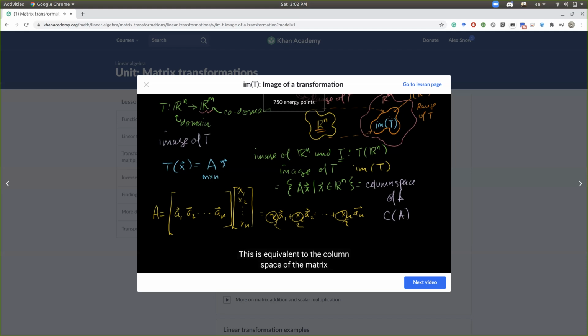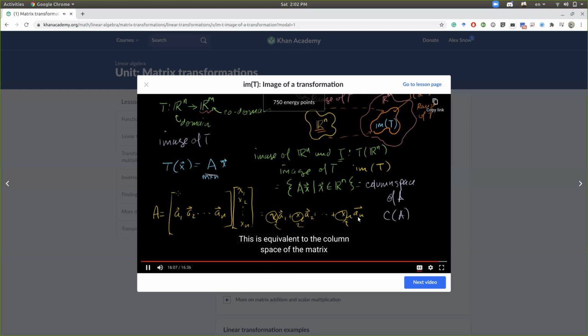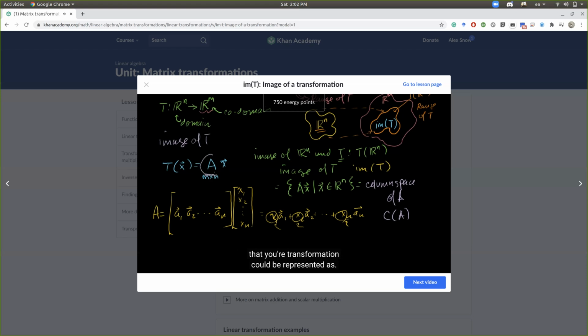This is equivalent to the column space of the matrix that your transformation could be represented as. And the column space, of course, is the span of all the column vectors of your matrix. Right? This is just all of the linear combinations, or the span, of all of your column vectors, which we do right here. Anyway, hope you found that a little interesting, and we'll be able to use these results in the future.